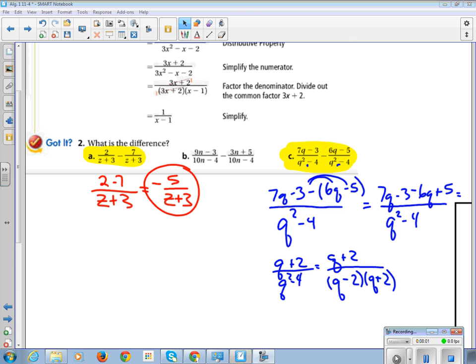So once we do that, we know q plus 2 divided by q plus 2 gives us 1, and we have 1 over q minus 2 is our answer.